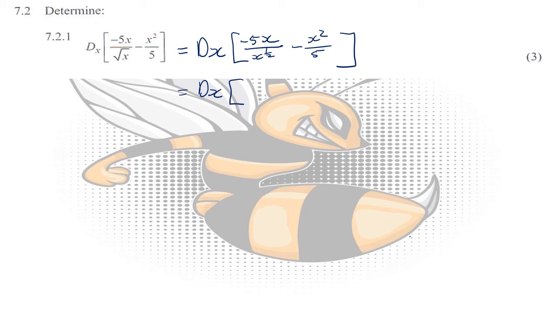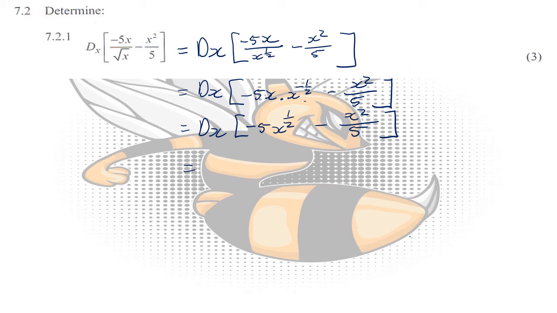So this then becomes minus 5x times x to the power of negative a half minus x squared over 5. From there we can use exponential laws. We have numbers multiplying with the same bases, so we can add the exponents. So it becomes minus 5x to the power of a half minus x squared over 5. From there it is now safe to take the derivative because we don't have any x's in the denominators anymore.